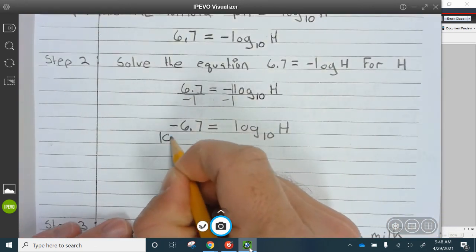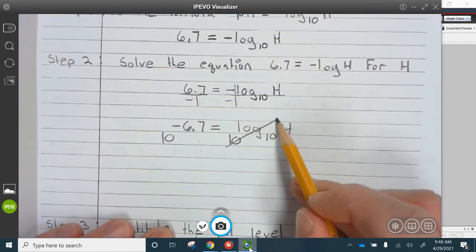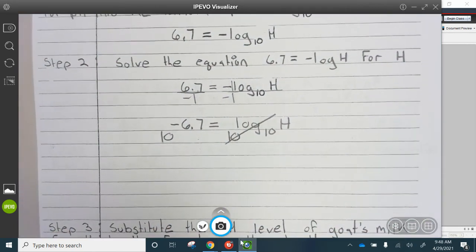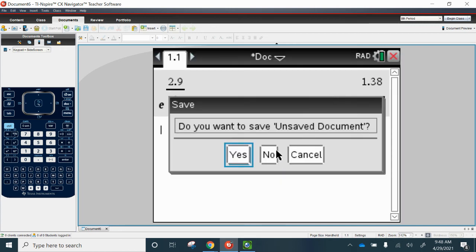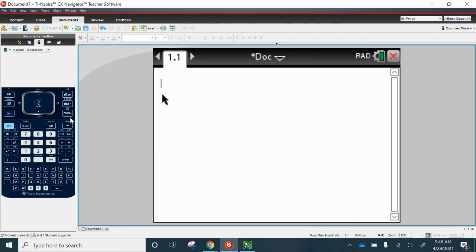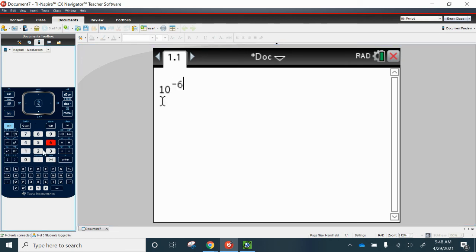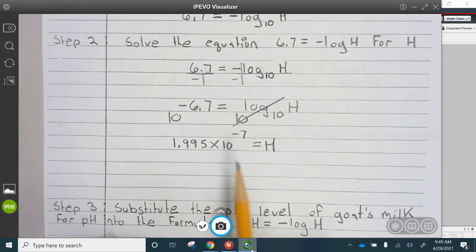Now we're going to raise both sides by the base of 10. That cancels. We get, let's put that in our calculator. New document, add calculator. So 10 up key, negative 6.7. Now they put E, but I think when you do it in your HRW, you're going to put times 10. Okay, so that's 1.995 times 10 to the negative 7 equals H. So that's how HRW is going to want you to write it, okay?